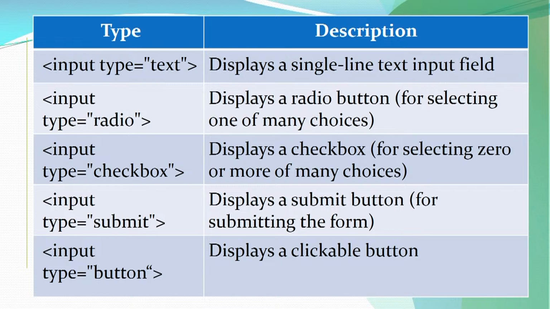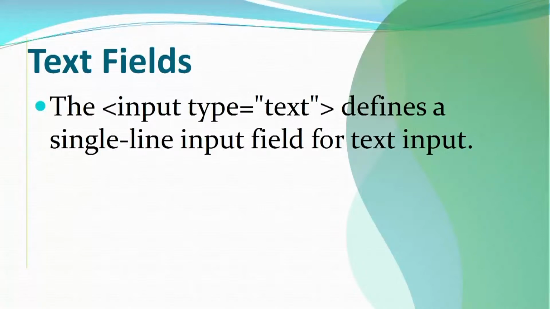Then we have submit button. In submit button, the values which we enter in the input element, irrespective of its type, those values get displayed. It displays a submit button, and we will get those values in the web page itself. And when we say type equals to button, it will display a clickable button. So text fields, input type text, defines a single line input field for text input.